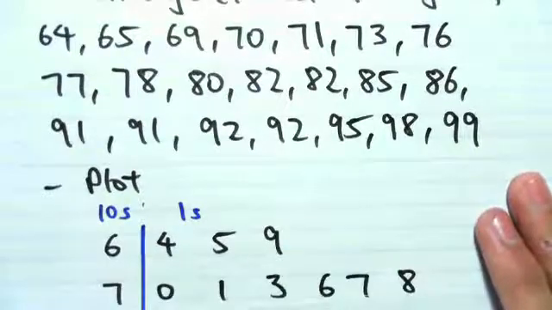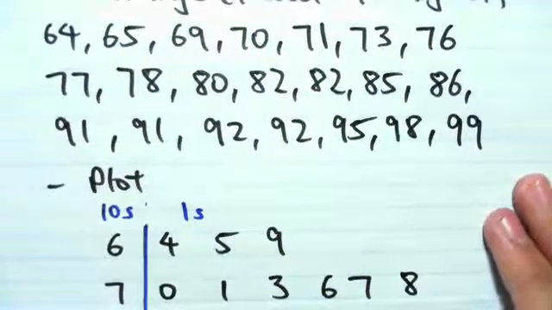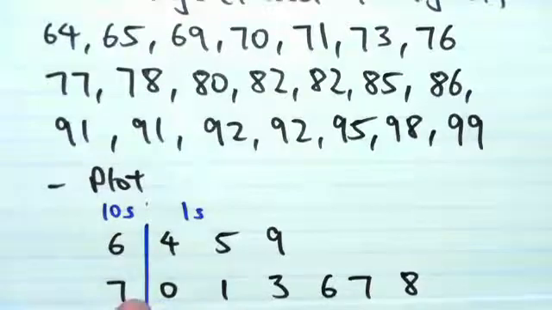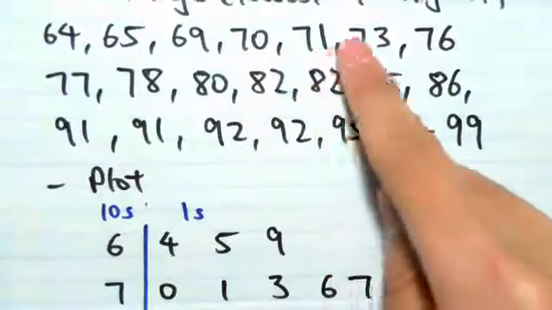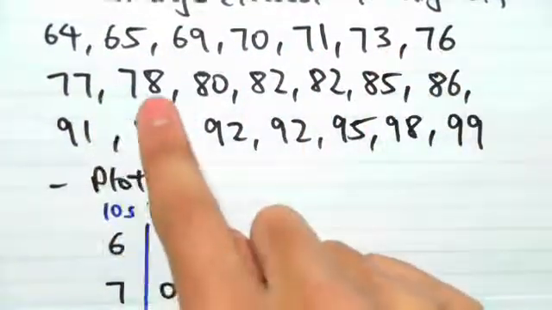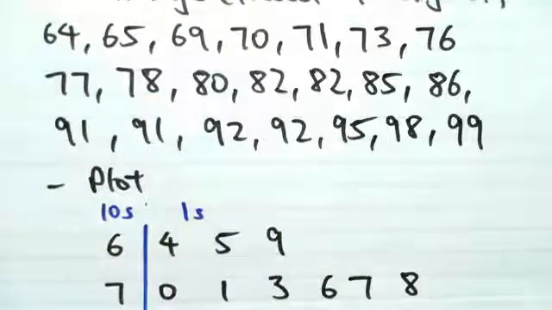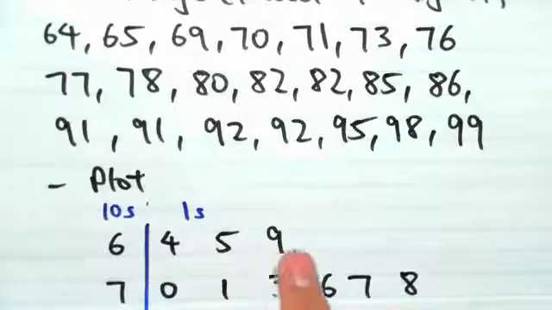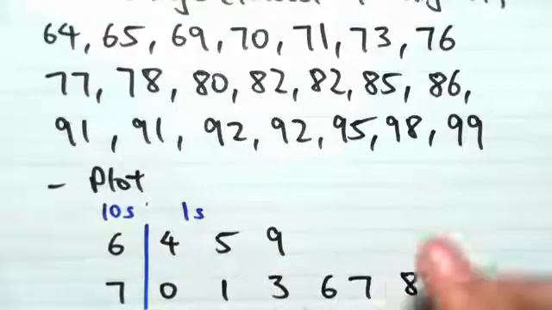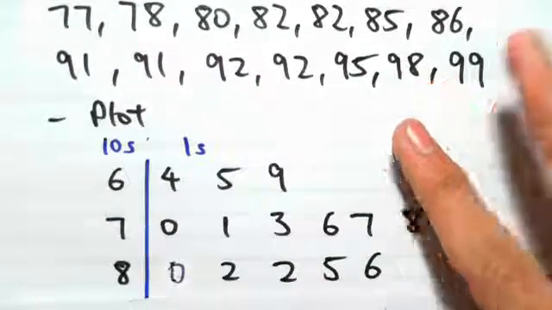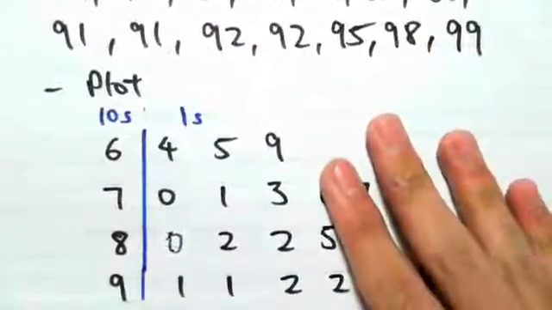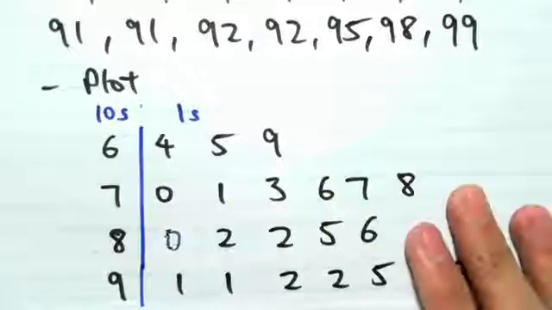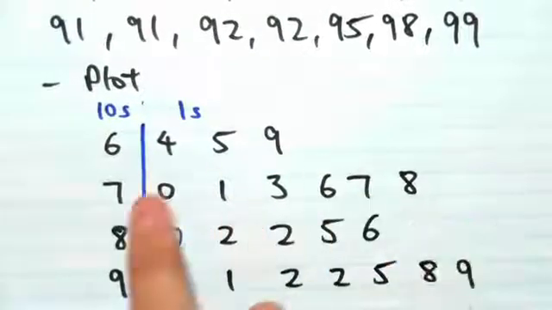So next one, we're going to have all the 70s. So our 70s in the data are 70, 71, 73, 76, all the way to 78. So that's what I've done here. So I've done 70s, 71, 73, 76, 77, 78, okay? And these all have to be in order, by the way, all right? And afterwards, we'll do the same thing with the 80s, and also the 90s. And this is basically our stem and leaf plot.